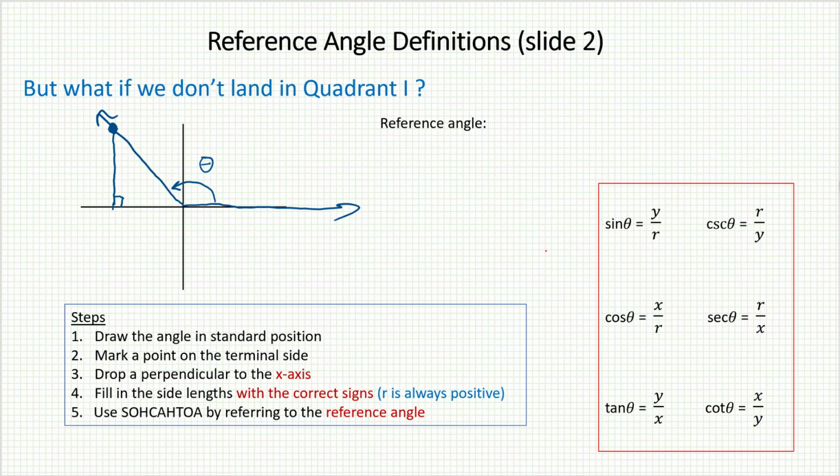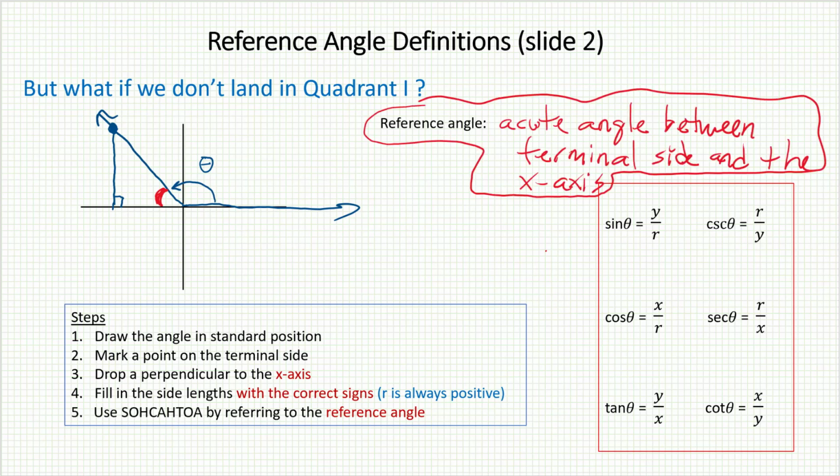Now notice this time the angle theta is not inside that triangle. Instead, the angle inside the triangle is this angle. Well, that angle has a name. It's called the reference angle. The reference angle is the acute angle between the terminal side and the x-axis. That's exactly what I've drawn here. The acute angle between the terminal side here and the x-axis. So we call that the reference angle, and we call the triangle the reference triangle.